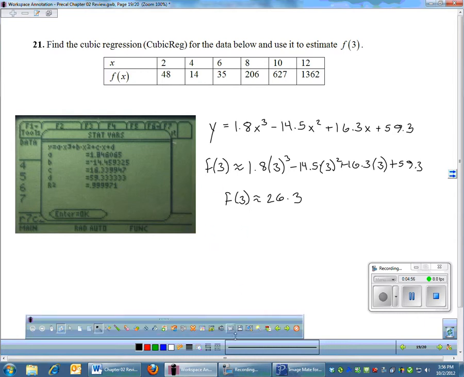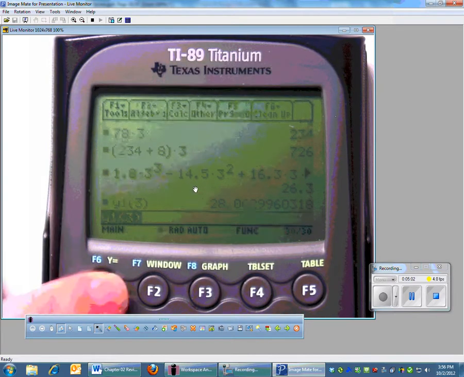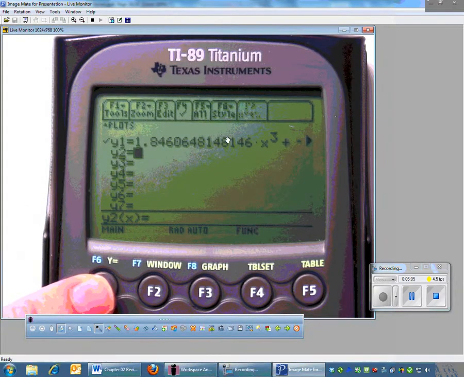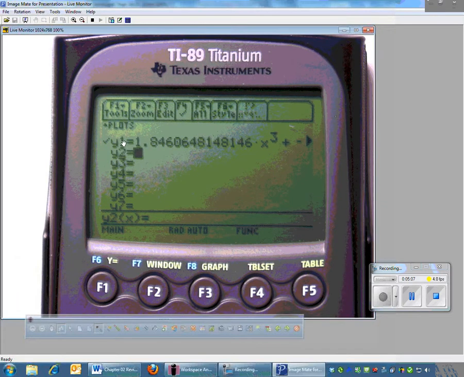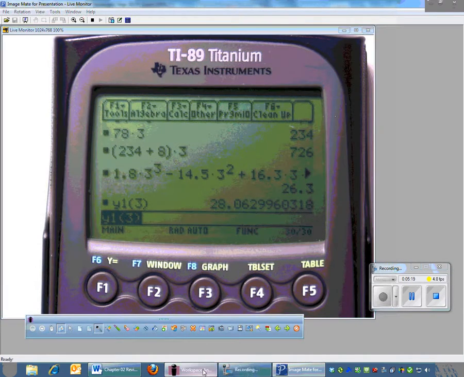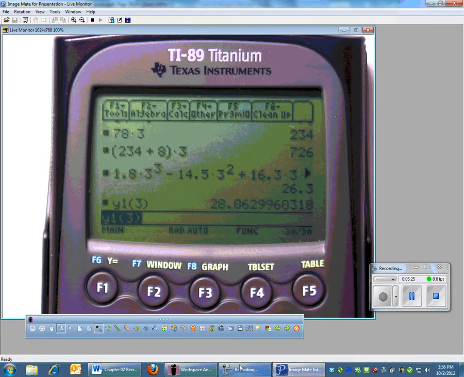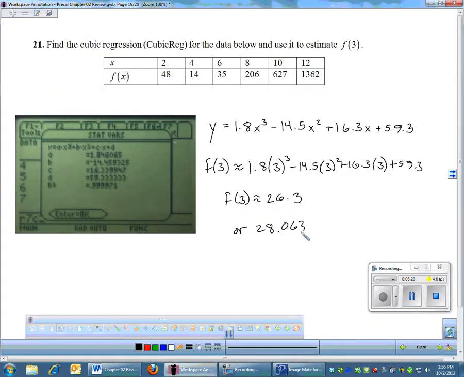You also could, on the calculator, since I stored my equation for y1, go to my y equals screen, and you can see there's my regression, and it stores it to a lot more decimals. What I could do is simply say, tell me what is y1 of 3, and you'll get a much more accurate answer. I would accept either one of them. So if you wanted to say 28.063, because that's pretty accurate, I would be okay with that. Or 28.063 if you store the equation. So I would accept either one.